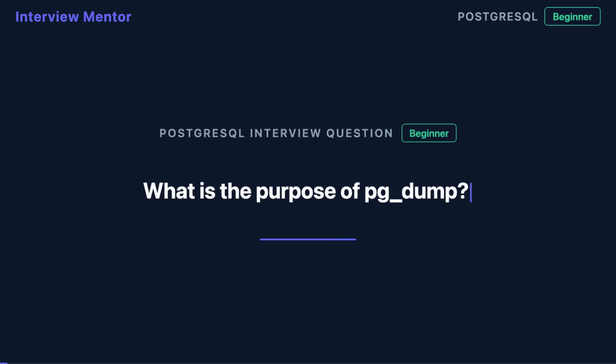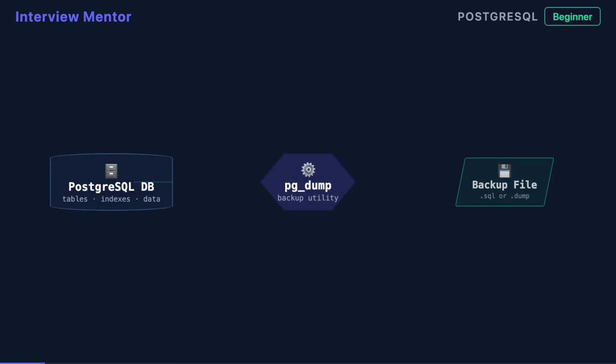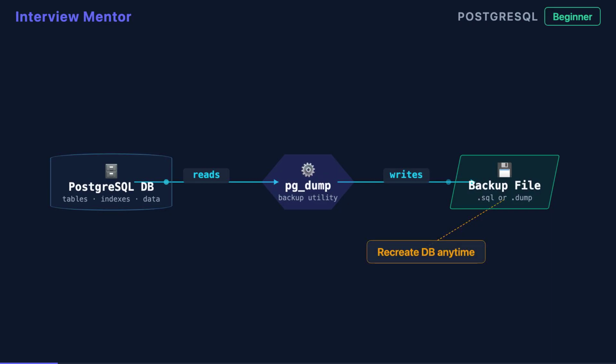If your database crashed right now, could you recover it? That's exactly what pg_dump is designed for. pg_dump is PostgreSQL's built-in command line backup tool. It connects to a running database and exports its entire contents, tables, indexes, constraints, and data, into a file you can use to recreate that database from scratch. Think of it as a snapshot you can fall back on at any time.